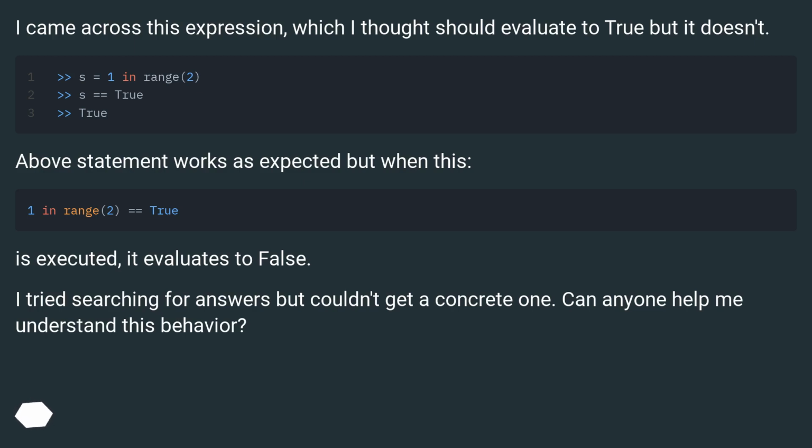I tried searching for answers but couldn't get a concrete one. Can anyone help me understand this behavior?